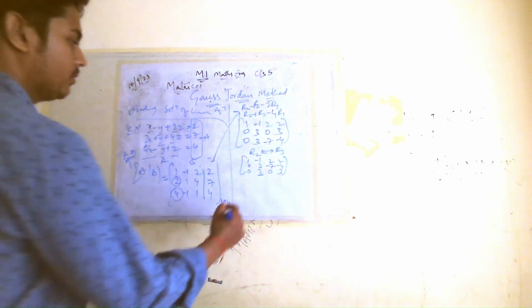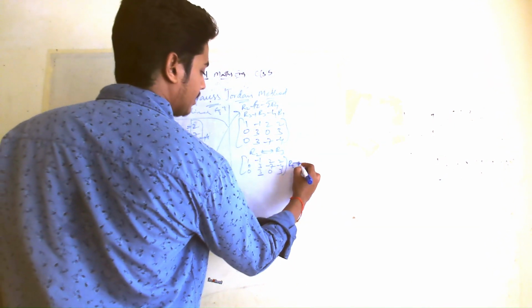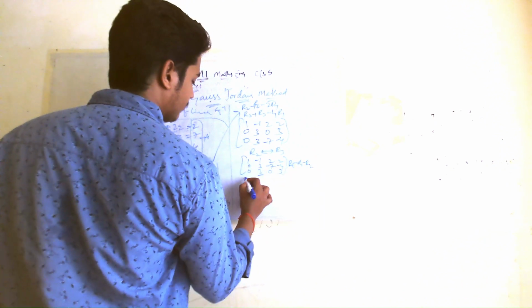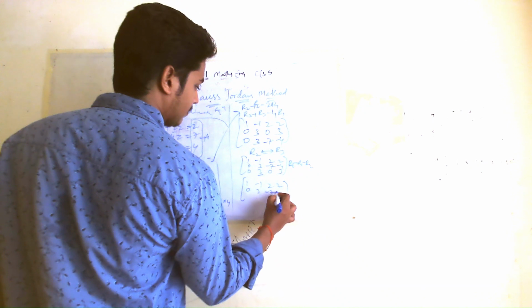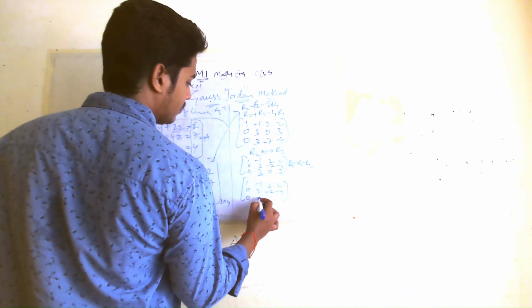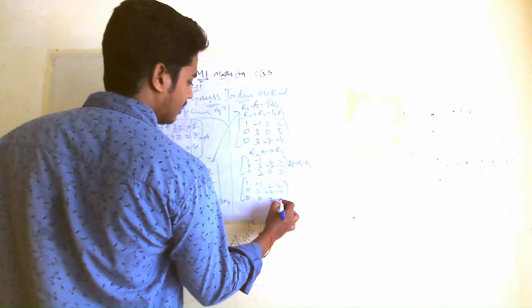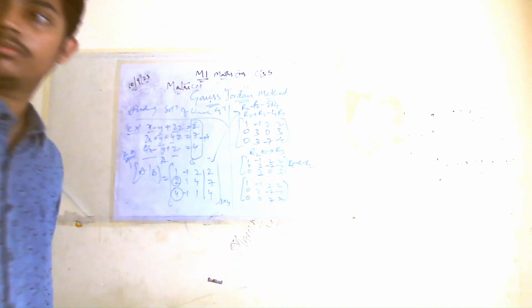Okay? Now R3 implies R3 minus R2. I'll subtract. So I'll get 1 minus 1, 2, 2. 0, 3 minus 7 minus 4. Here I'll get 0, 0. Here I'll get 7. Here I'll get 7. Yes? Now this is the matrix.